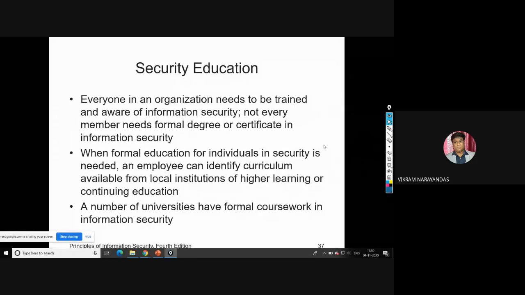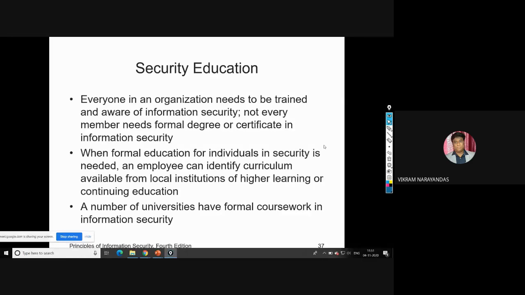There is no need for every member to have a formal degree or certificate in information security. Generally, when you complete your BTech and join any organization, you should follow the policies of your organization, which are executed by your upper management, your executive champions, the vice president of your organization. If you don't follow the policies and law, what will happen? What type of laws can be applicable to the employees?